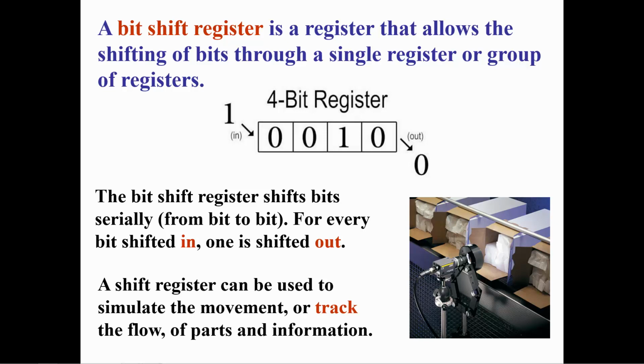A bit shift register is a register where the bits can be shifted either right or left. The register can be only part of a word or multiple words in length. The bits in the register can be used to indicate the presence or absence of a part as it moves through multiple stations, or it can be used to represent the kind of part or some particular action that needs to be taken on that part when it gets to a particular station.